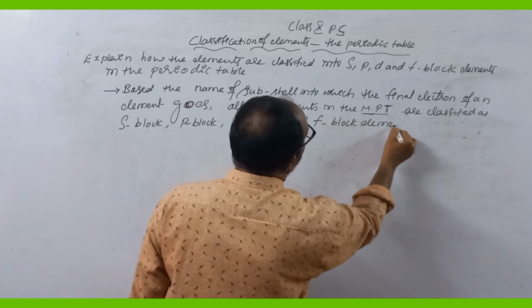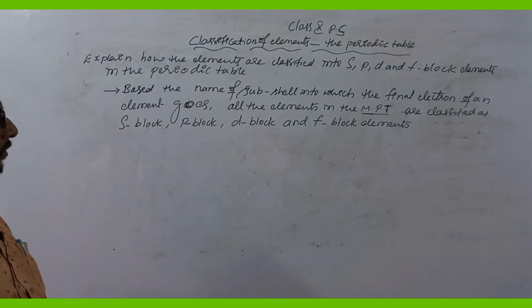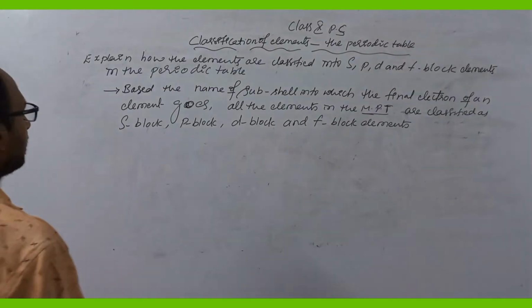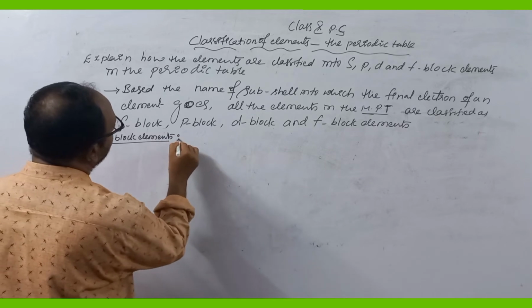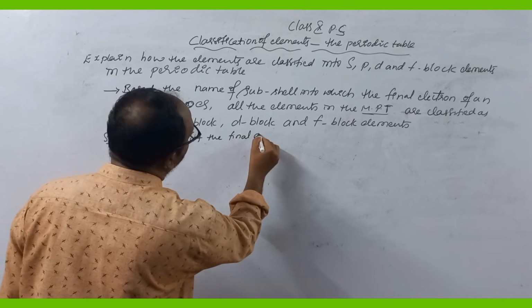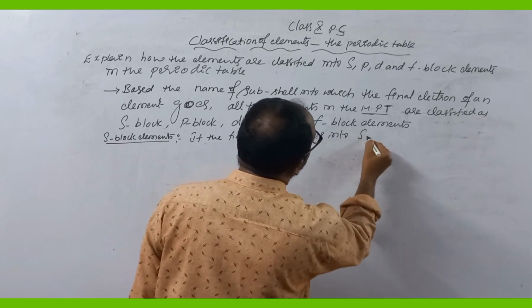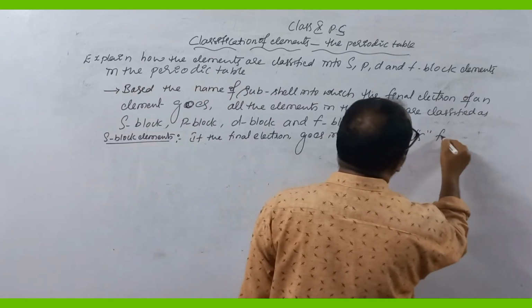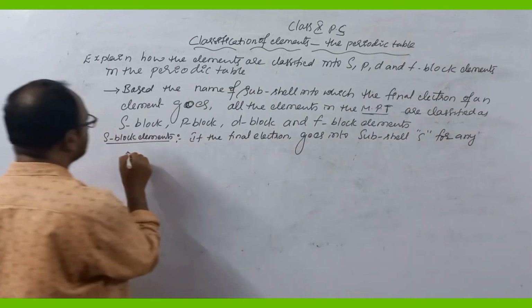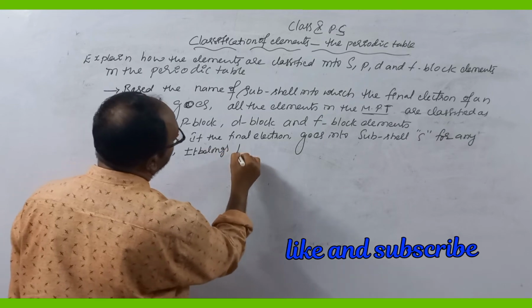So now, what about S block elements, P block elements, D block elements? Based on the name of the subshell into which the final electron of an element goes, all the elements in the modern periodic table are classified as S block elements, P block elements, D block elements and F block elements. So what are S block elements? If the final electron goes into the subshell S for any element, then it belongs to S block.